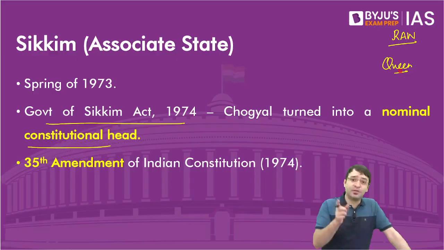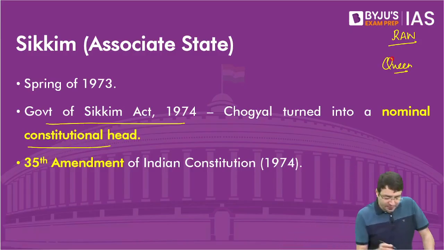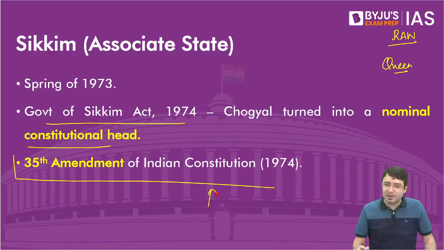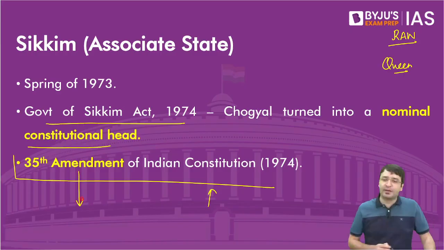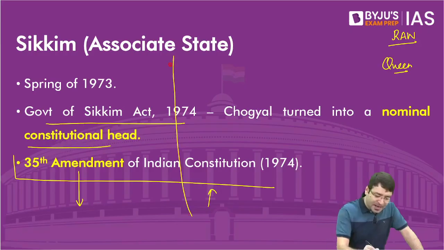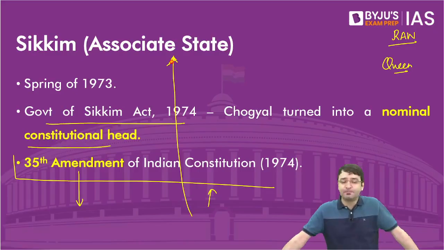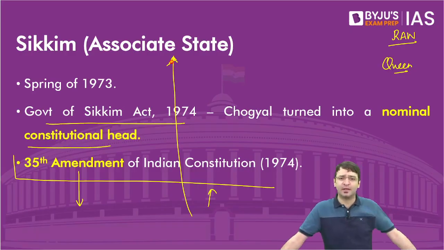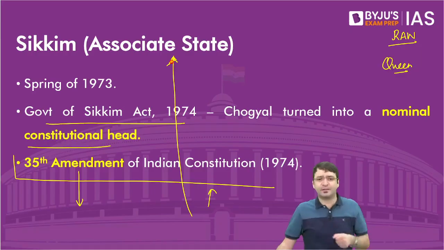Chogyal went around different parts of the world and alleged that India is doing all of this. Please help me, please save my monarchy. Ultimately, a constitutional amendment was passed by the Indian Parliament. The year was 1974. Under this 35th Constitutional Amendment Act, Sikkim was made an associate state of India. And this is where the opposition attacked the then Prime Minister, Shrimati Indira Gandhi. You have violated the Constitution. You have destroyed the Constitution. You are a dictator. She said, why?